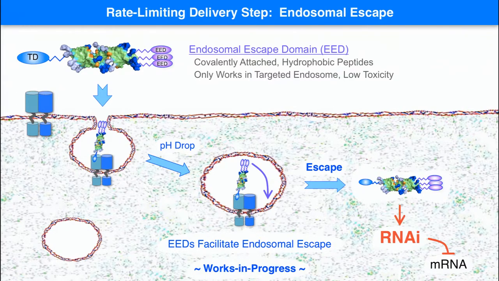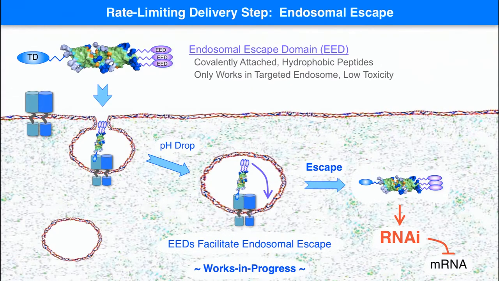So we can't mimic that, but the idea of hydrophobic peptides, so we synthesize these things that we call endosomal escape domains, EEDs, and we covalently attach them through phosphotriesters. They're hydrophobic peptides. We synthesize a library, because we make peptides as well as RNAs, screen through it, and look for what works best. And the most hydrophobic amino acids, tryptophans and phenylalanines, of course, work the best.